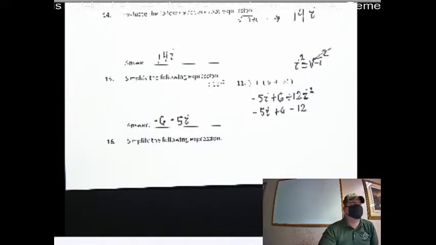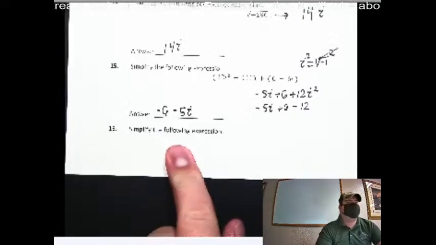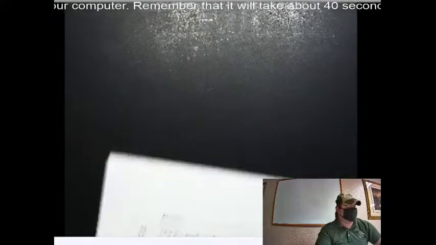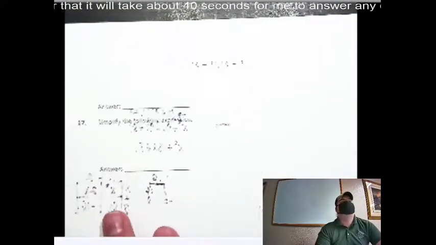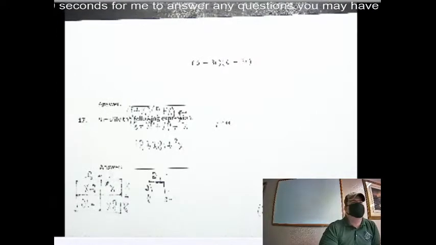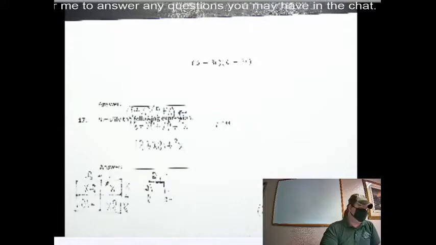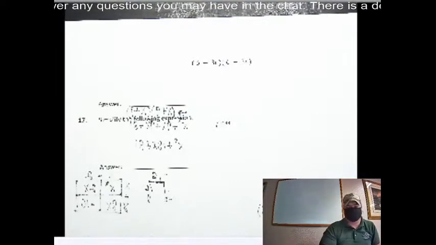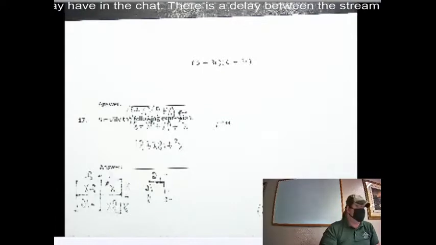Any questions? All right. Next one says simplify the following expression. It's on the back. Okay. So it wants us to multiply here. It's just like when we were multiplying those binomials. In fact, this basically is a binomial.